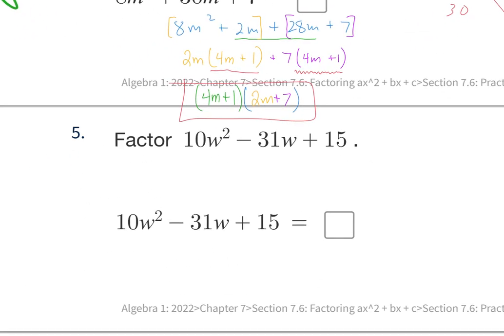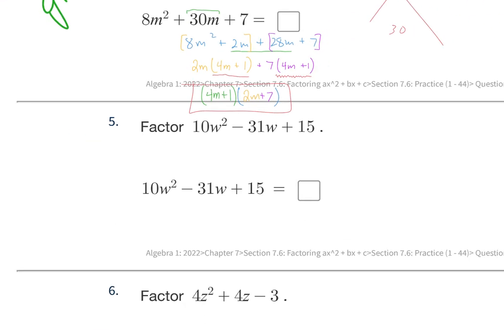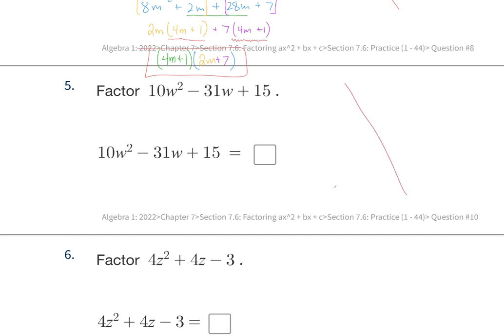Number 5. Factor. Oh no, they don't have a common factor, so we're going to have to do a little bit of thinking. We're going to do a times c, which is 150, and we want to get negative 31. So let's see, the factors of 150. We're going to have 2 and 75 and 3 and 50 and 5 and let's see, 30.